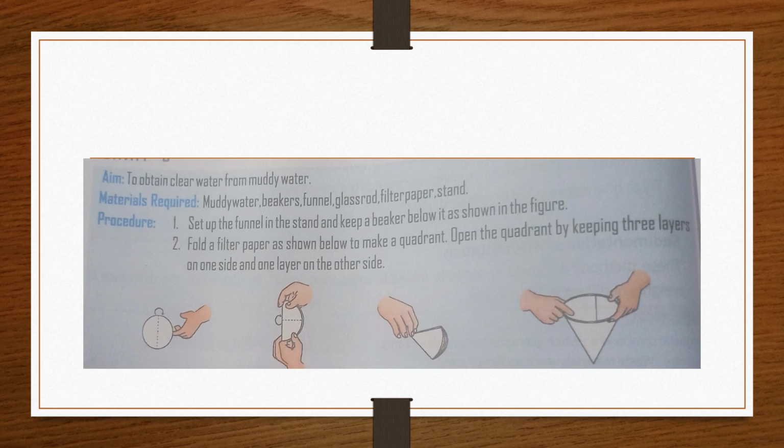So here's a simple activity again to demonstrate the process of filtration. The objective of this activity is to obtain clear water from muddy water. Now what are the requirements? We require muddy water, beakers, funnel, glass rod, filter paper and sand. So children, when the school reopens, we'll conduct this activity there.